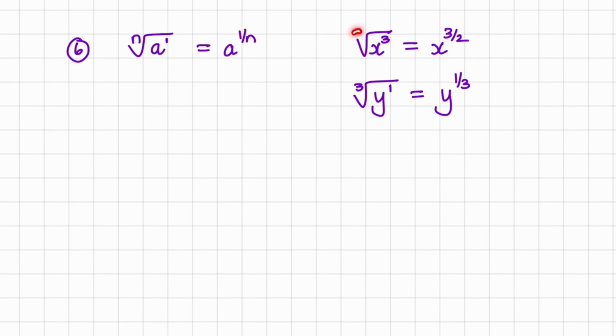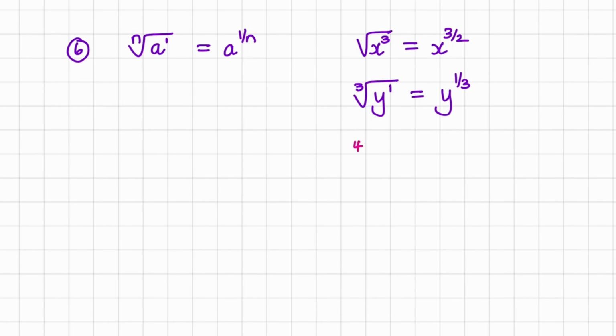So in the case of the square root, the value of the root is 2, and we divide the exponent on the inside by 2. And in the cube root, we divide the exponent on the inside by 3. And this would be valid for any other form.